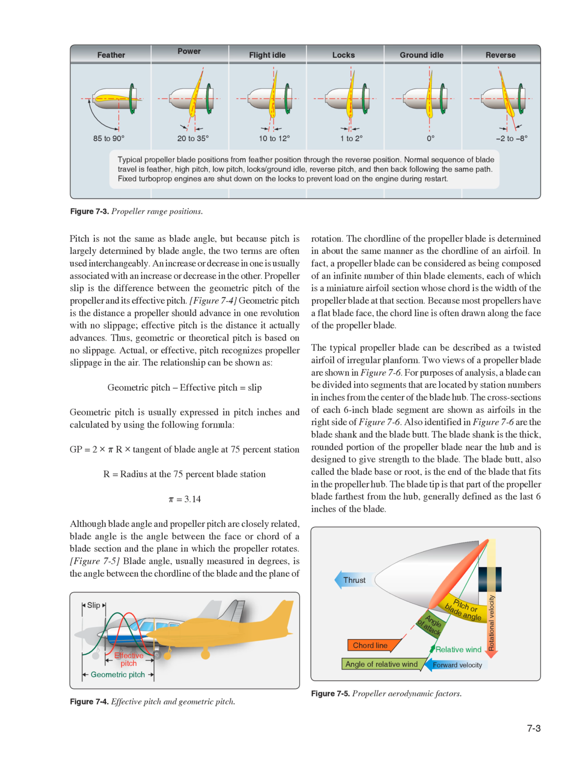Two views of a propeller blade are shown in Figure 7.6. For purposes of analysis, a blade can be divided into segments that are located by station numbers in inches from the center of the blade hub. The cross-sections of each 6-inch blade segment are shown as airfoils in the right side of Figure 7.6. Also identified in Figure 7.6 are the inches of the blade.